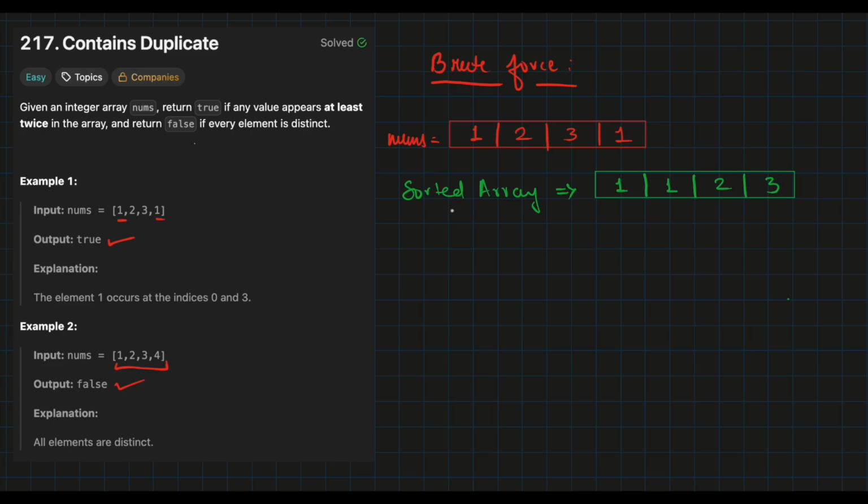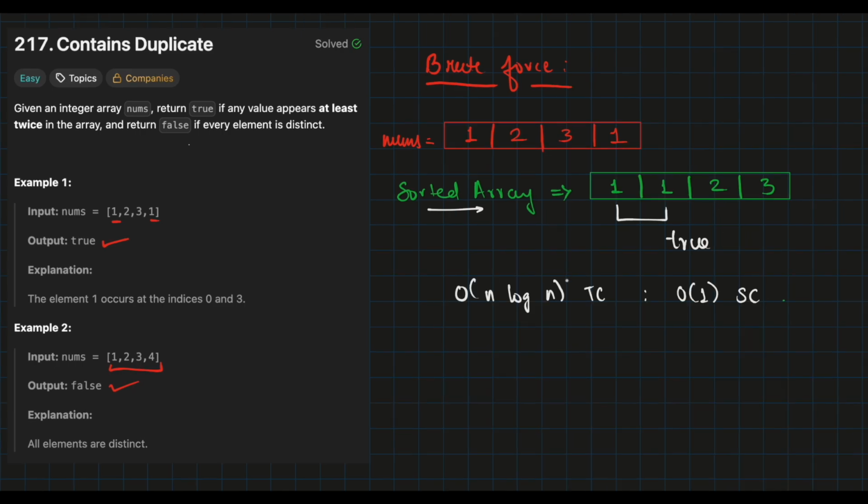Another way you can solve this is to sort this array, and when you sort this array, you will get this kind of array: 1, 1, 2, 3, and we can traverse this array. And if we have two elements adjacent to each other that are the same, then we can say that duplicates are present, and then we can return true. And while traversing, if no duplicate is found in the adjacent elements, then we can return false. So this method will be taking O(n log n) time complexity, n log n for sorting the array, and O(1) space, as we are not using any extra space here.